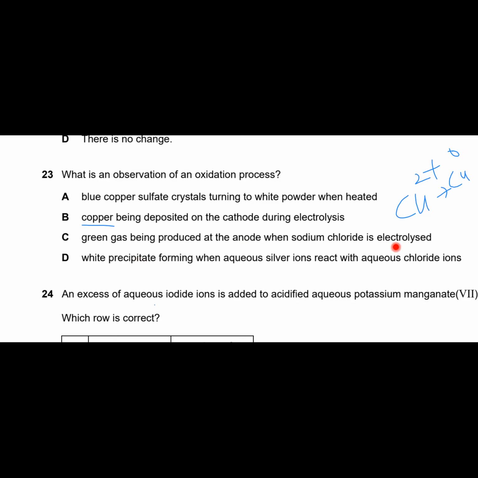Green gas being produced at the anode when sodium chloride is electrolyzed. At the anode, chloride becomes chlorine. Is it oxidation? Yeah, that's oxidation.